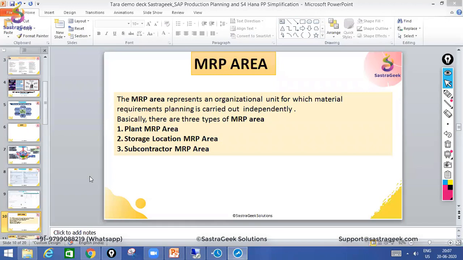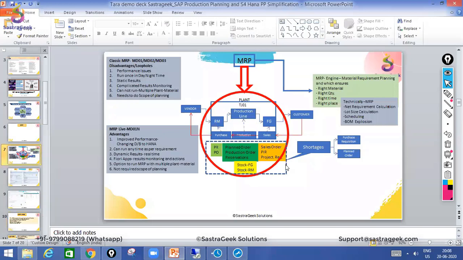So see, as we saw, we are doing material requirement planning at a plant level, right? Within a plant, whatever sales orders are coming up, what the new requirements are, what the planned orders or purchase orders are, or purchase requisitions and reservations. Based on that, the system is doing the calculation in MRP. I'll just open my old screen. The system does the calculations and calculates the shortages, right? So this happens at a plant level. So this is nothing but a plant MRP area.